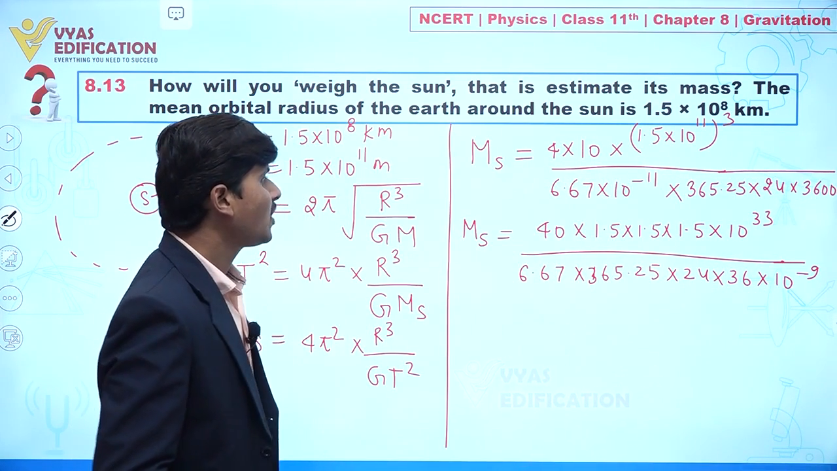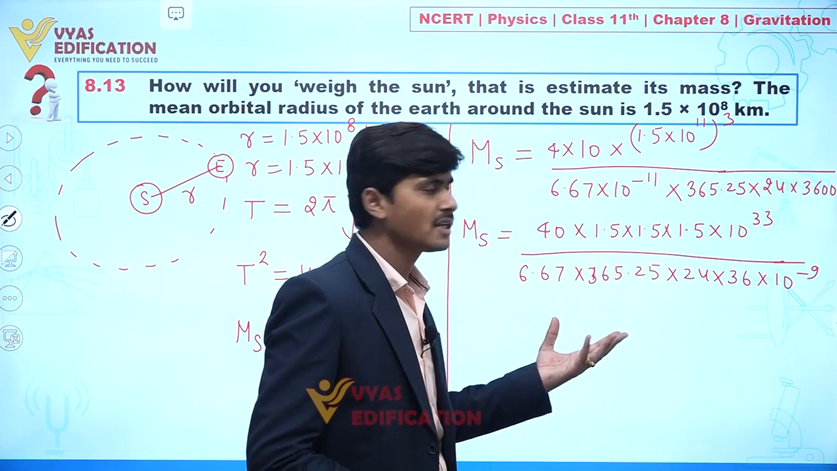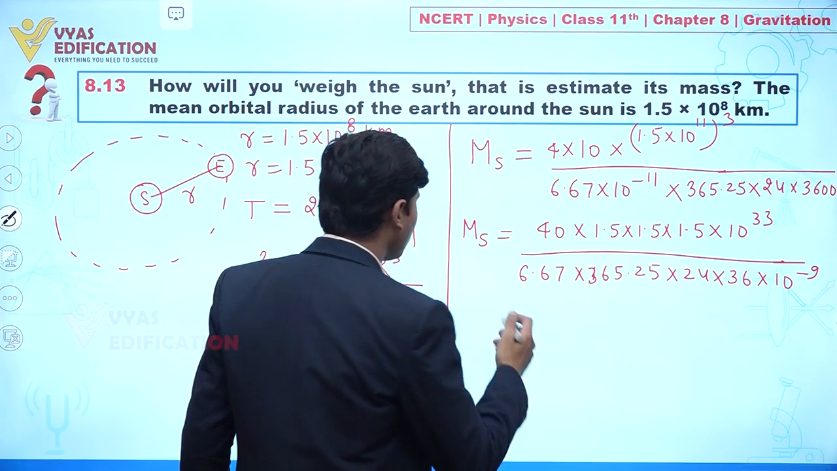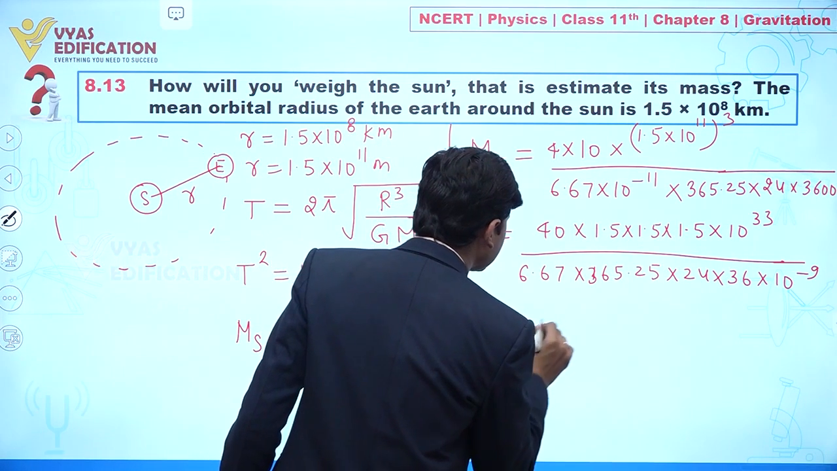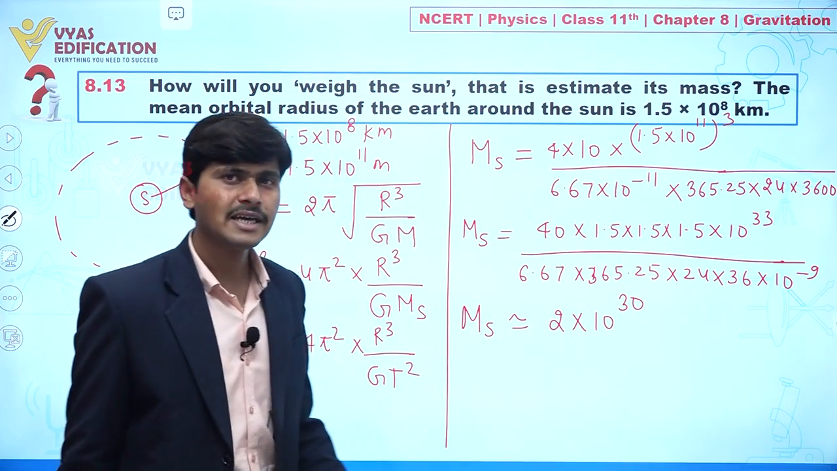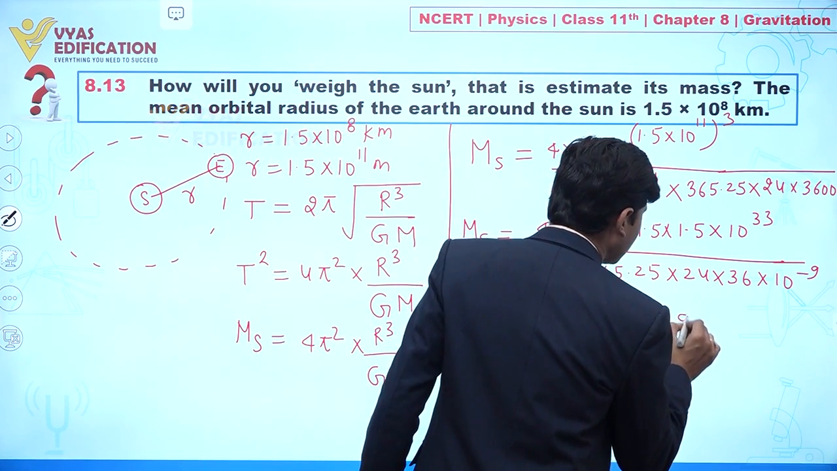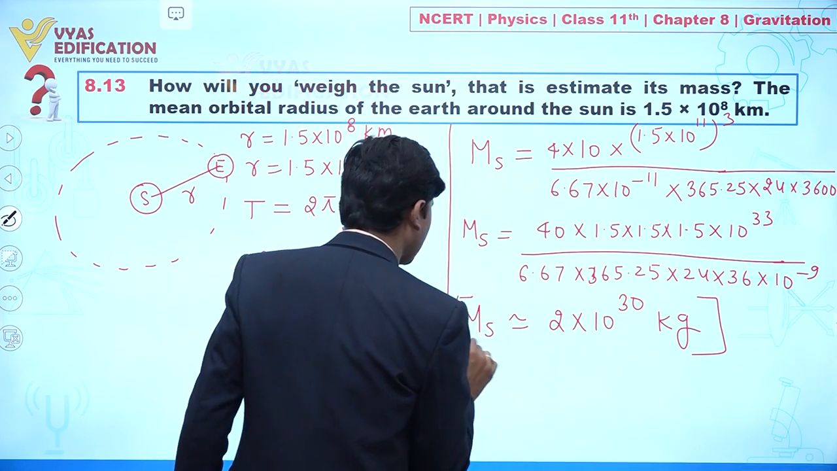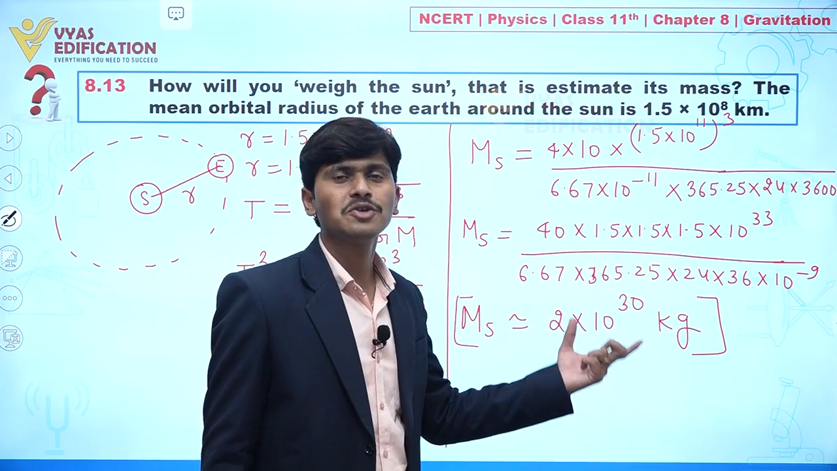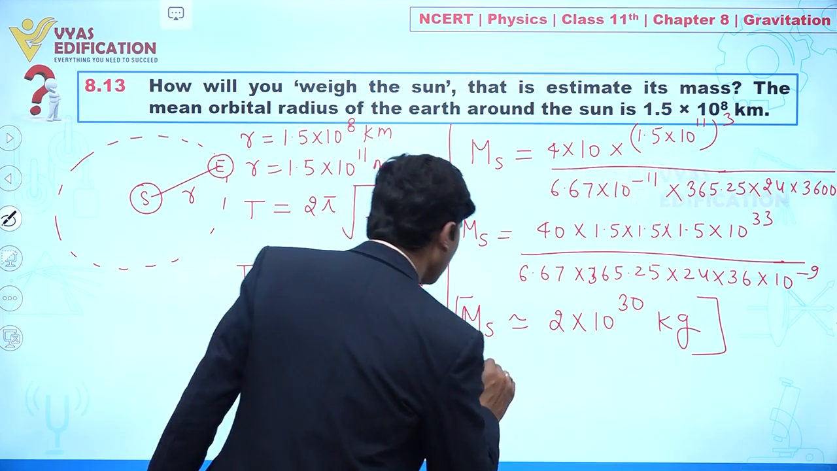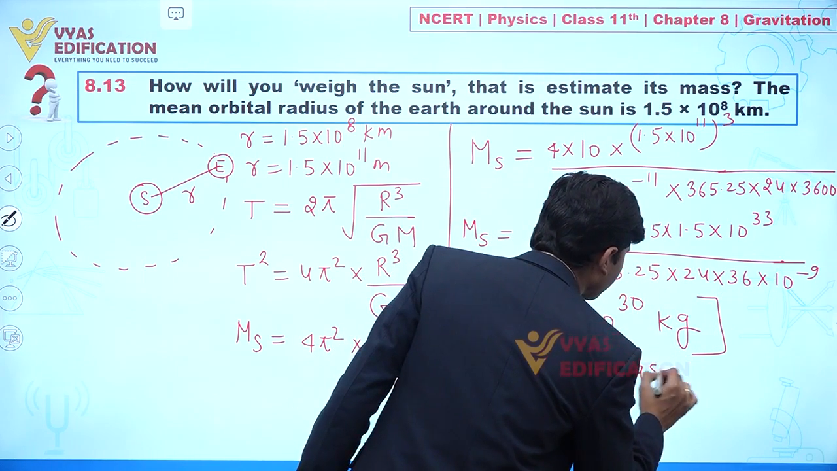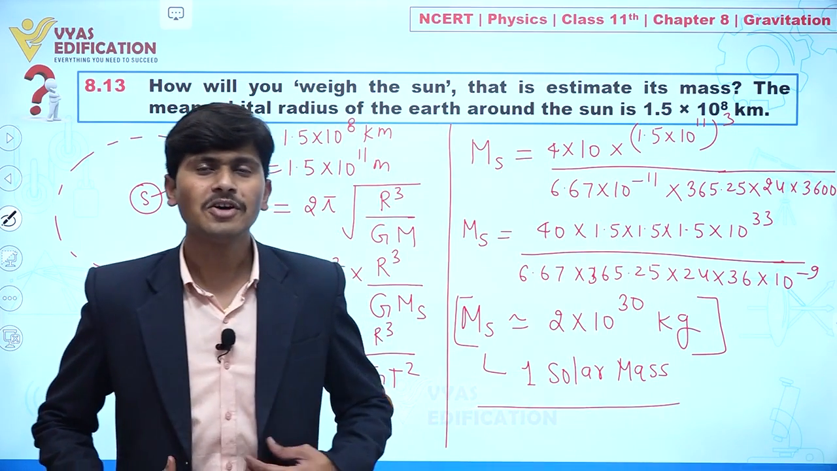Clear? So now if you calculate it, at that time you can find the mass of the sun. If you calculate, this value you will find is approximately equal to 2 into 10 to the power 30 kilogram. Clear? 2 into 10 to the power 30 kilogram. So the mass of sun is given by this value, and this is known as one solar mass. Clear? So this is all about this question.